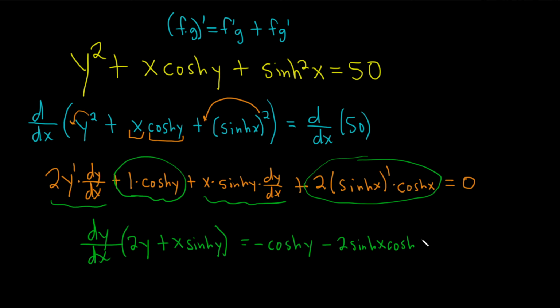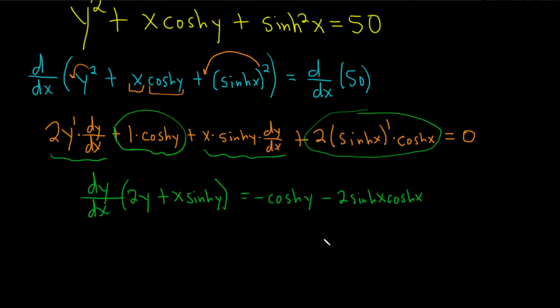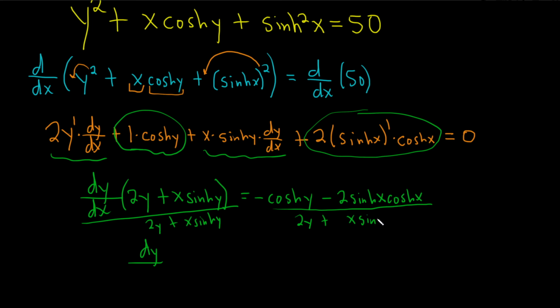cosh x. This is an identity, by the way. This is sinh of 2x, I believe, but we don't have to do that. I don't know why I divided there. So in the next step, all we have to do is simply divide by this piece here. So the final answer, we'll divide everything by 2y plus x sinh y. And then same thing here, we have 2y plus x sinh y. So the final answer here will be dy/dx equals negative cosh of y.